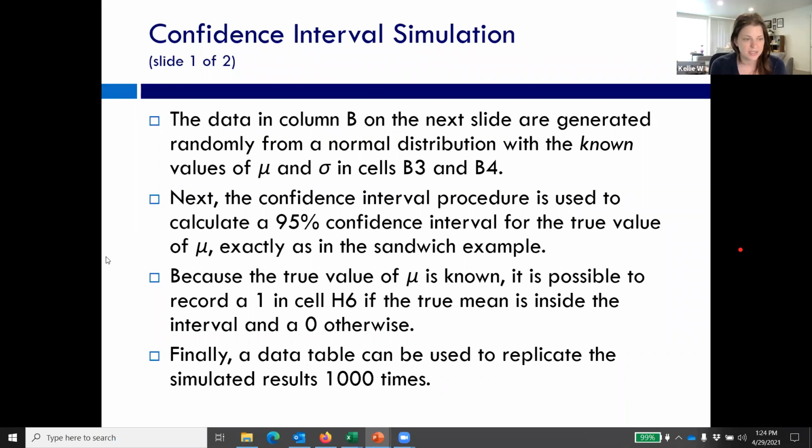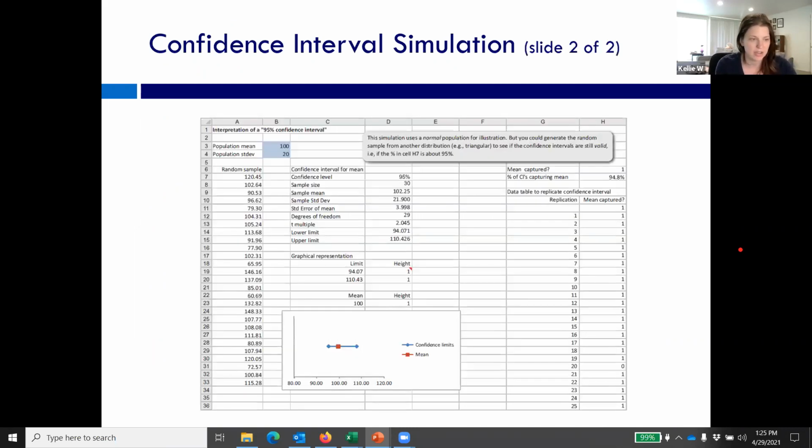The text also gives us a simulation, which we'll open up here in a second. What it's doing is it has data generated randomly from a normal distribution, given a mean and a standard deviation. Then the confidence interval procedure is used to calculate a 95% confidence interval for the true value of the mean, just like in the sandwich example we just did. But because the true value is known, we can determine whether or not our mean was inside the interval. And we're going to repeat that simulation 1,000 times.